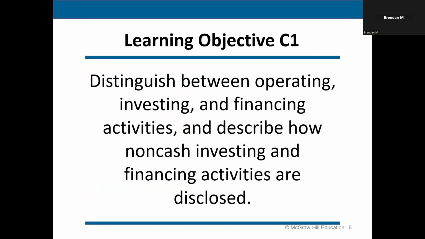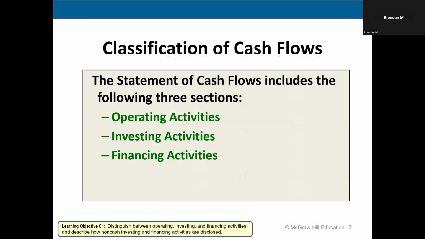Objective 1. Now let's distinguish between operating, investing, and financing activities. And then we're going to talk about how non-cash items and financing activities are disclosed. So let's take a peek at this. We learned a little bit about this in an earlier chapter. Statement of cash flows is broken out into 3 sections: operating, investing, financing. Operating is where you want to show positive cash flows because operating is a measurement of what the business is in business to do.